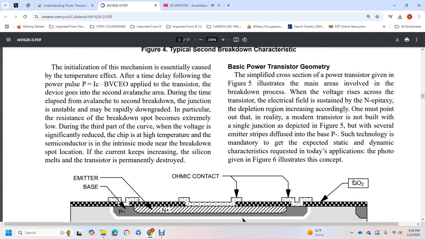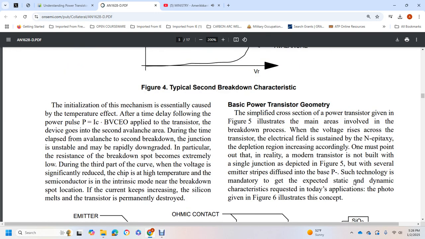Basic power transistor geometry. The simplified cross-section of a power transistor given in Figure 5 illustrates the main areas involved in the breakdown process. As voltage rises across the transistor, the electric field is sustained by a depleted region increasing toward the output region. A real power transistor is not built with a single junction as depicted in Figure 5, but with several emitter strips that diffuse into the P base.